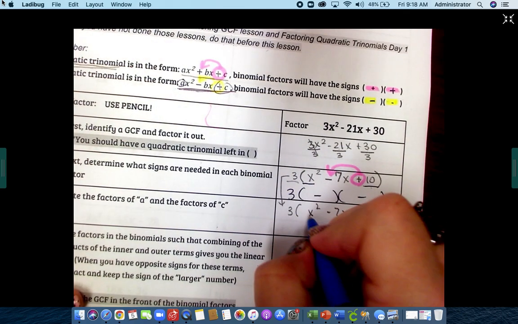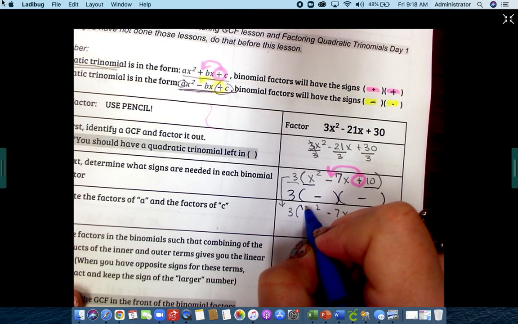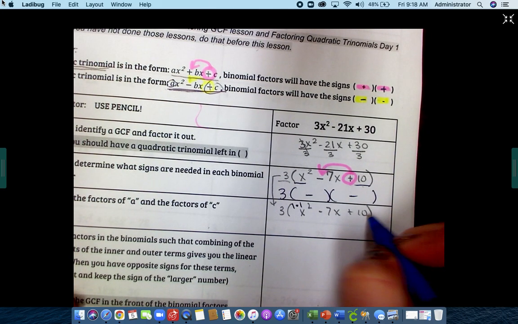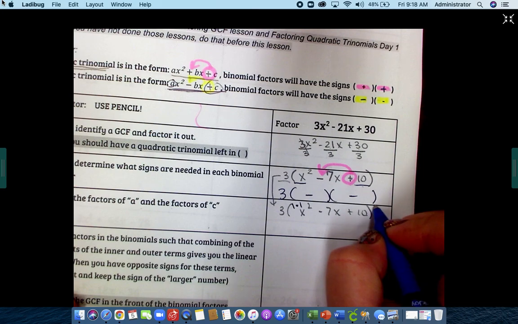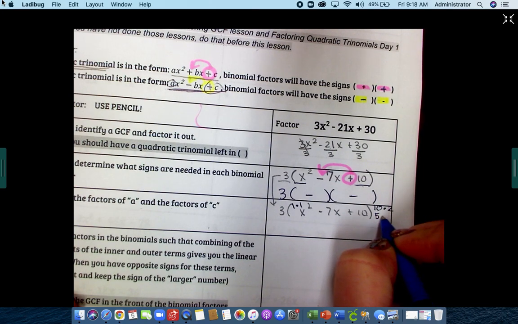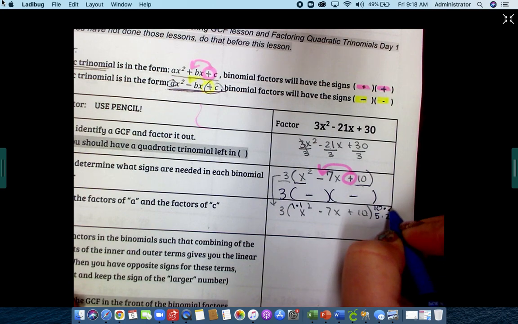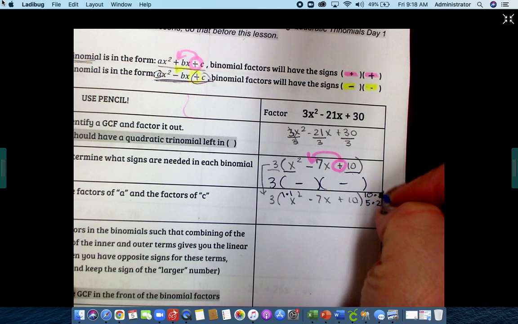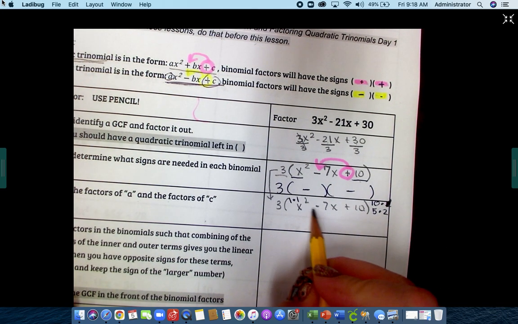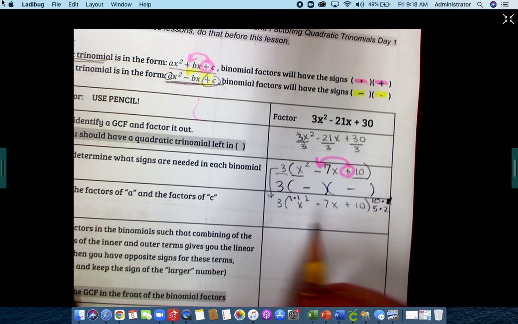My A value is 1, and the only two things I can multiply to get an understood 1 here is 1 and 1. For 10, I've got a couple of different options. I can multiply 10 times 1, or 5 times 2. Your job is to think which combination of my inner and outer will give me this negative 7, just like yesterday's notes.